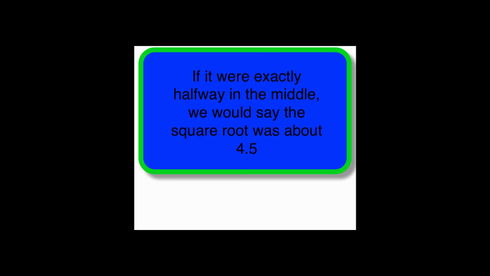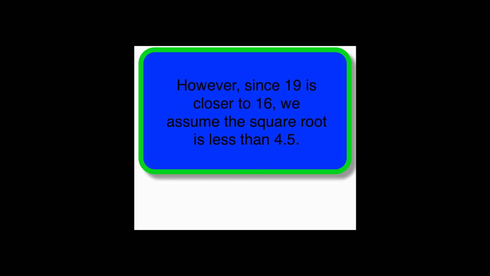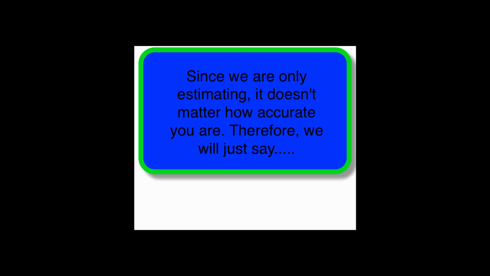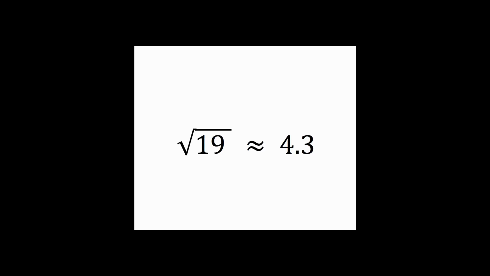If it were exactly halfway in the middle, we would say the square root was about 4.5. However, since 19 is closer to 16, we assume the square root is less than 4.5. Since we are only estimating, it doesn't matter how accurate we are. Therefore, we will say that the square root of 19 is approximately 4.3.